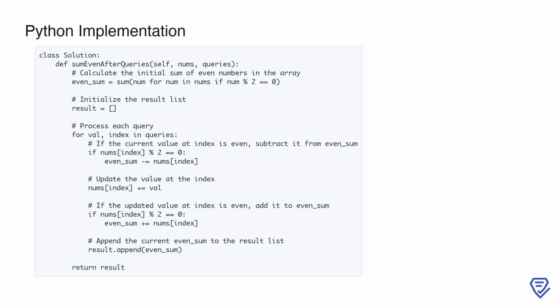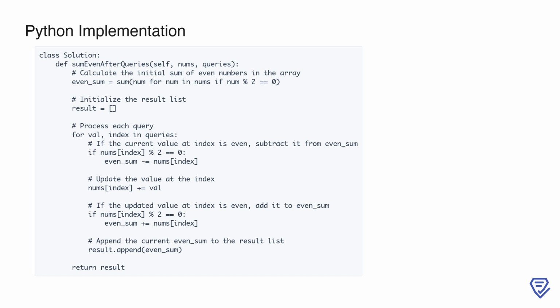First, we calculate the initial sum of all even numbers in the array using a generator expression. This sum is stored in the variable even_sum. This initialization is crucial because it allows us to update the sum efficiently as we process each query. Next, we initialize an empty list called result. This list will store the sum of even numbers after each query. We then iterate over each query in the queries list.